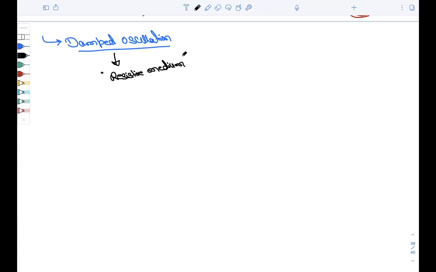So first of all, in the introduction section, we have to define what we mean by damped oscillation. Whenever we study damped oscillation, always remember that there must be a resistive medium. It can be air drag, it can be viscosity of the fluid, whatever. There should be a damping resistive medium.